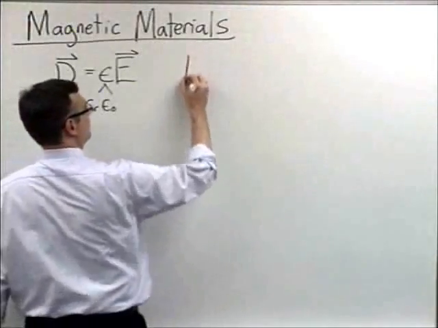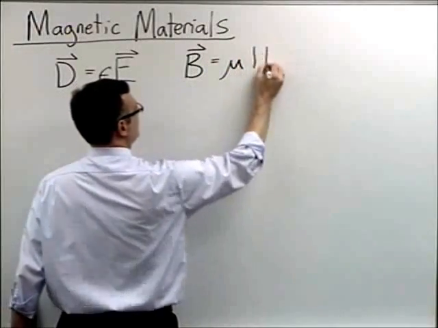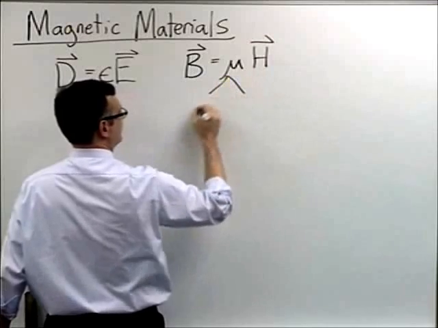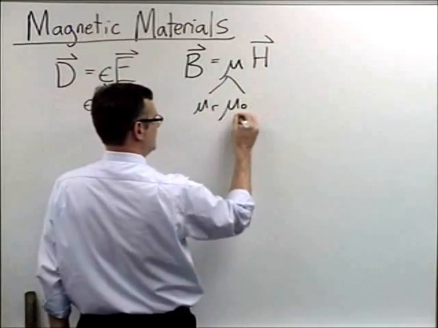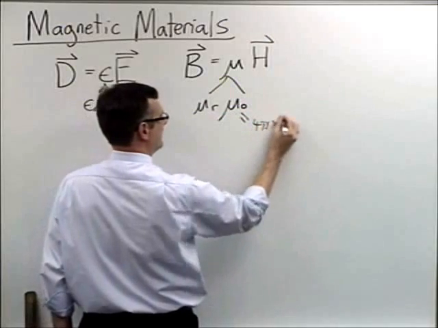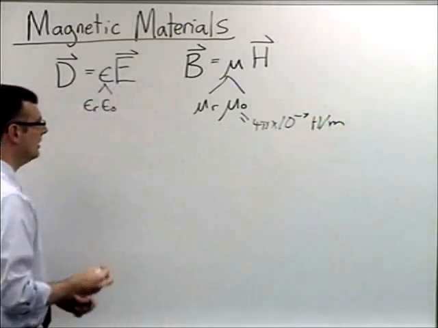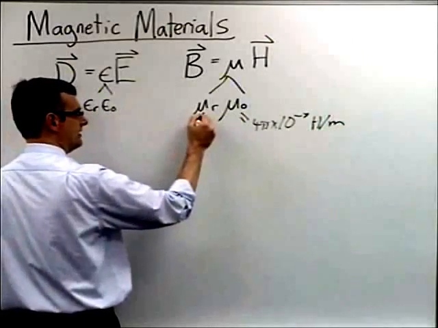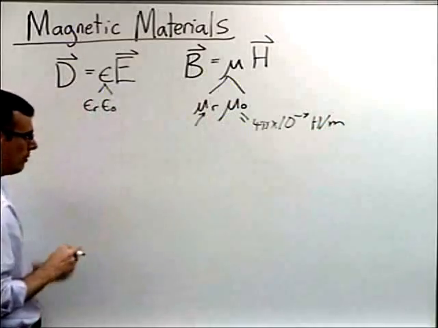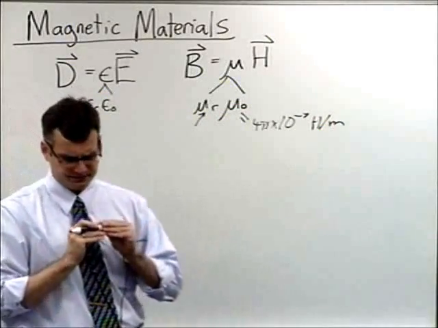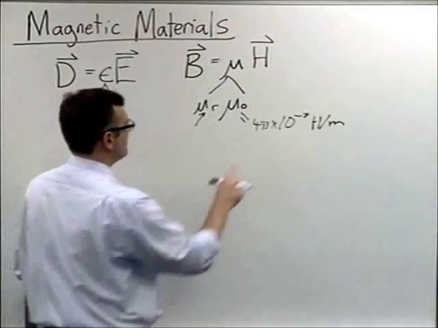Our corresponding equation for magnetic field, where again we use a unitless mu sub r times free space permeability, 4 pi times 10 to the negative 7 henries per meter. We're going to talk about all the different ways, not all of them, but the most important ones for generating mu sub r. We'll cover about 6 of them, I think.